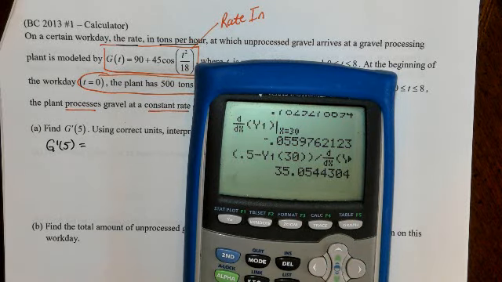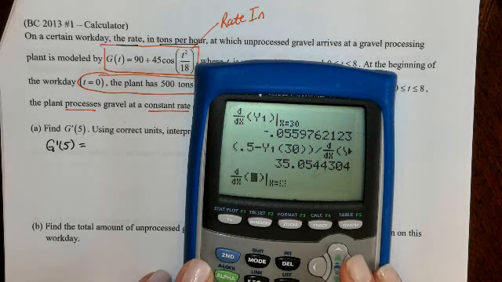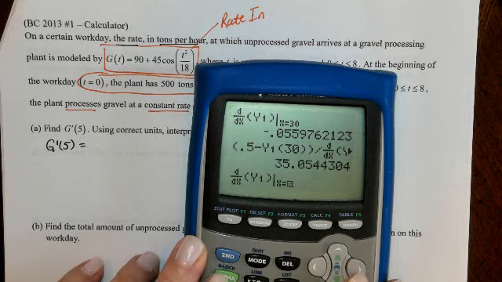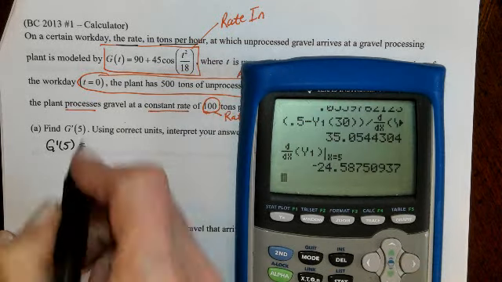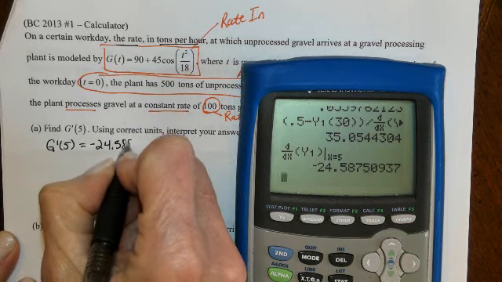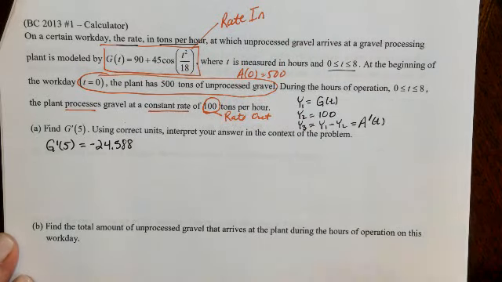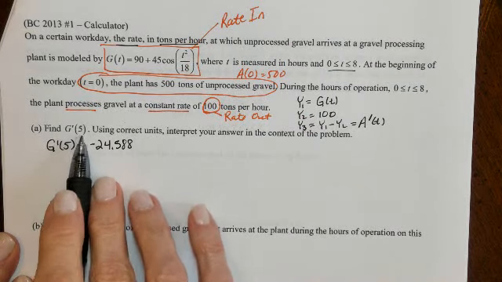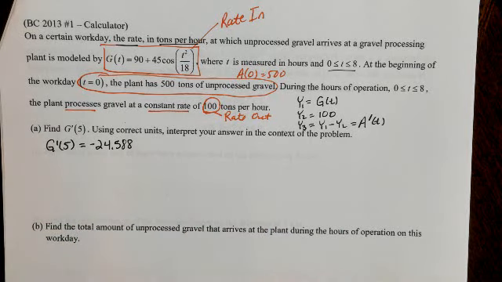Okay. So math 8 with respect to time of G, which is my Y1, at time 5. So negative 24.588, or they would also accept 0.587. Okay, did they ask me to give units for this? No, but I need to use units in my interpretation, like we always do.